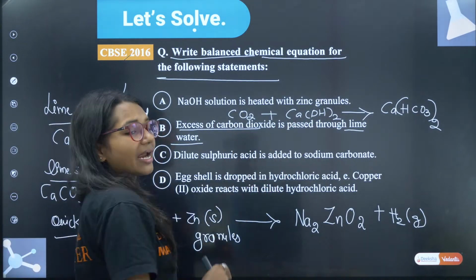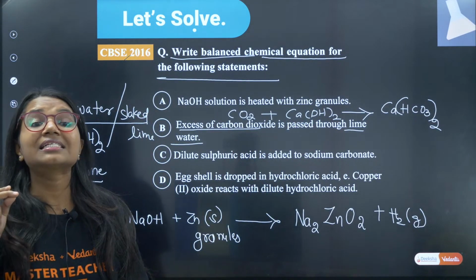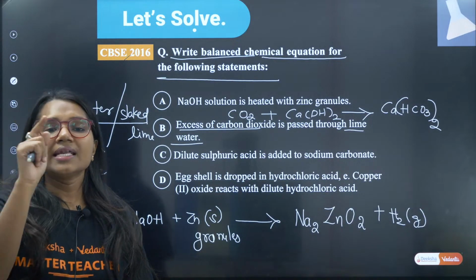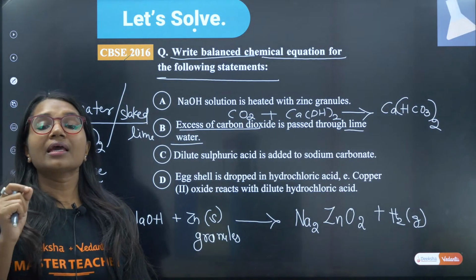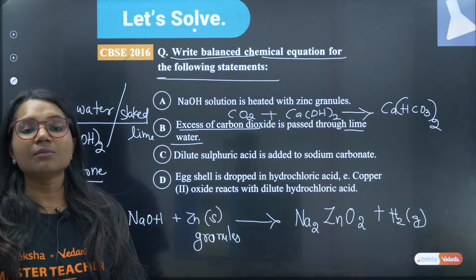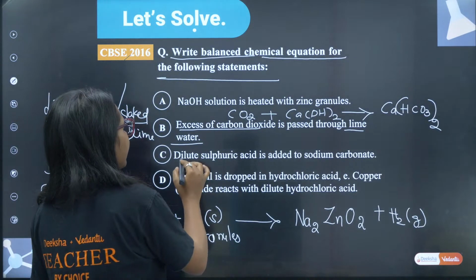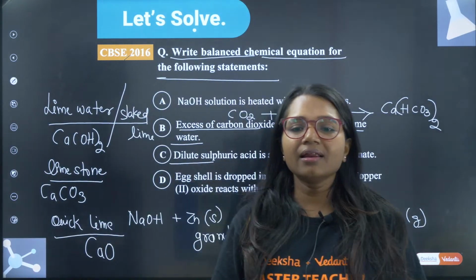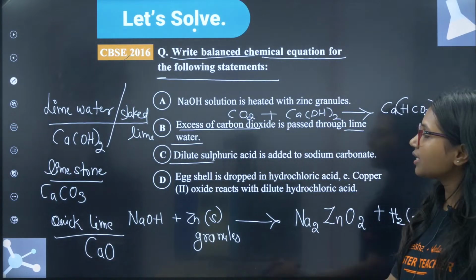Calcium plus calcium hydroxide. Calcium hydroxide is slaked lime or it is lime water. Quick lime means calcium oxide. Limestone is calcium carbonate. Next question. Is this clear? Yes. Next question.